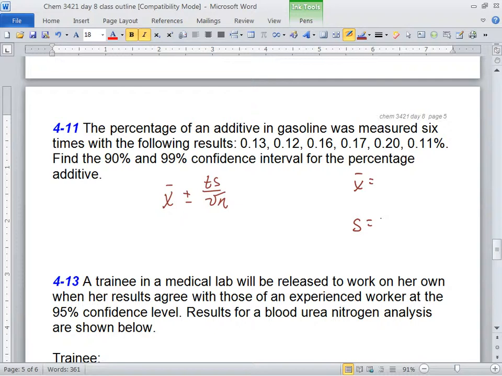So I'm going to push 0.13 M plus, 0.12 M plus, 0.16 M plus, 0.17 M plus, 0.2 M plus, and 0.11 M plus. So did you get them all in there?